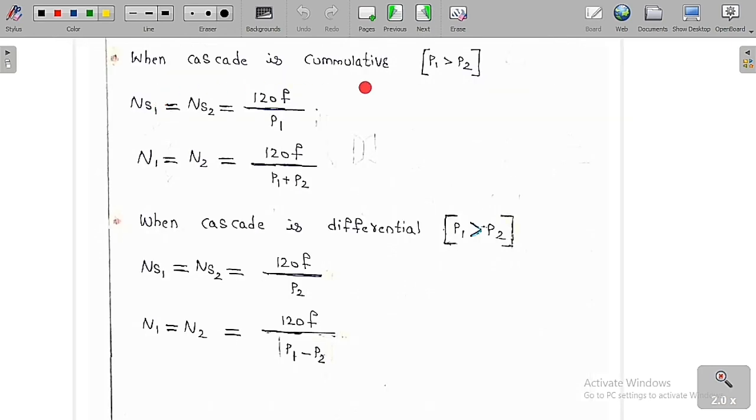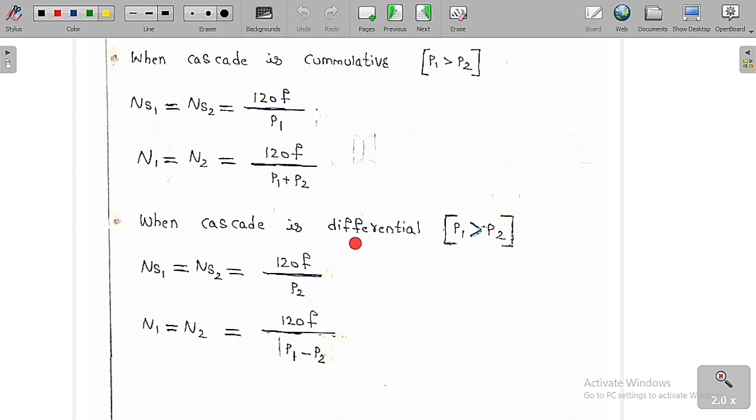Suppose when cascade is cumulative and P1 is greater than P2. Whenever the cascade is cumulative and P1 is greater than P2, then what is going to happen? Let me assume P1 is greater than P2. Then NS1 is equal to NS2 is equal to 120 F by P1, and N1 is equal to N2 is equal to 120 F by P1 plus P2. So whenever P1 is greater than P2, NS1 is equal to NS2 is equal to 120 F by P1, and N1 is equal to N2 is equal to 120 F by P1 plus P2.